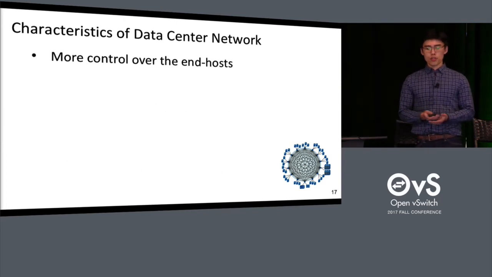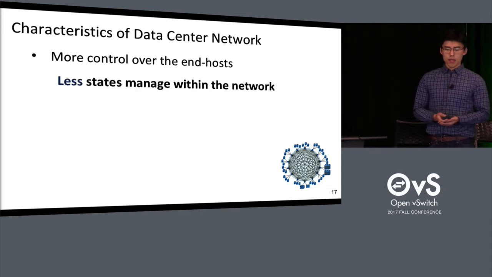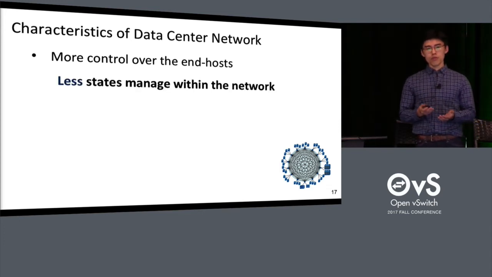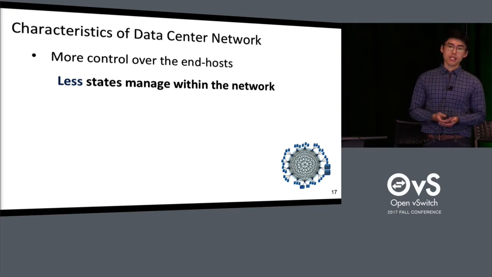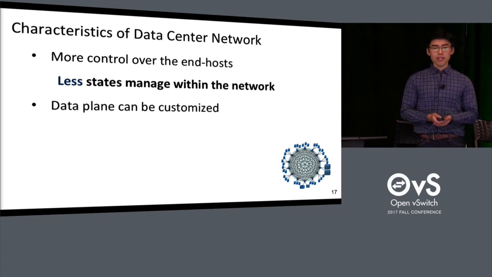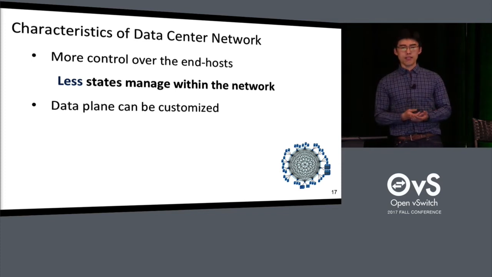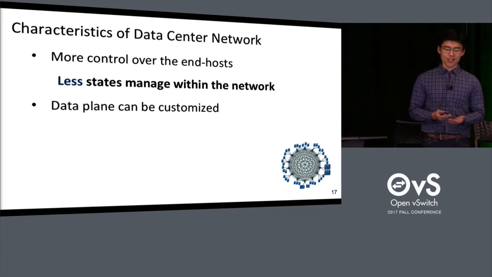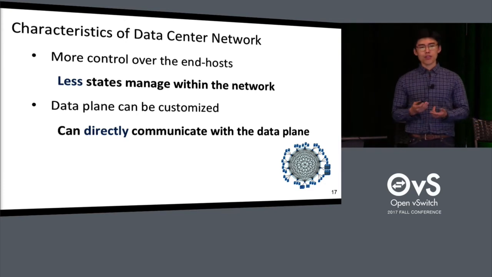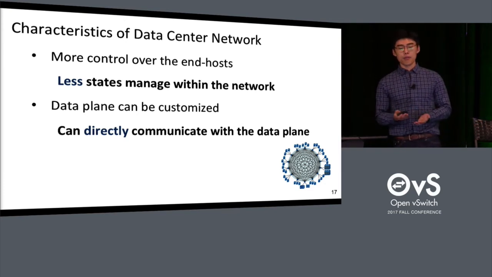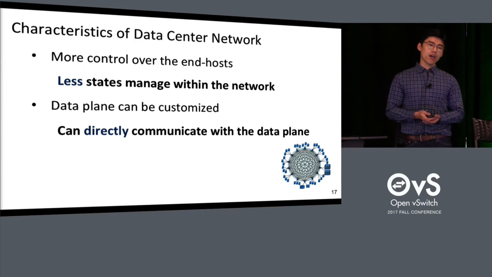And we also have more control over the end host, which means there's more trust over the end host. So we could move the state management off to the end host and manage less state within the network. And finally, data planes could now be customized with the advent of programmable chips, or OVS is already programmable by itself as software. So we could actually implement a protocol that directly communicates with the data plane instead of offloading the communication layer to the control plane.